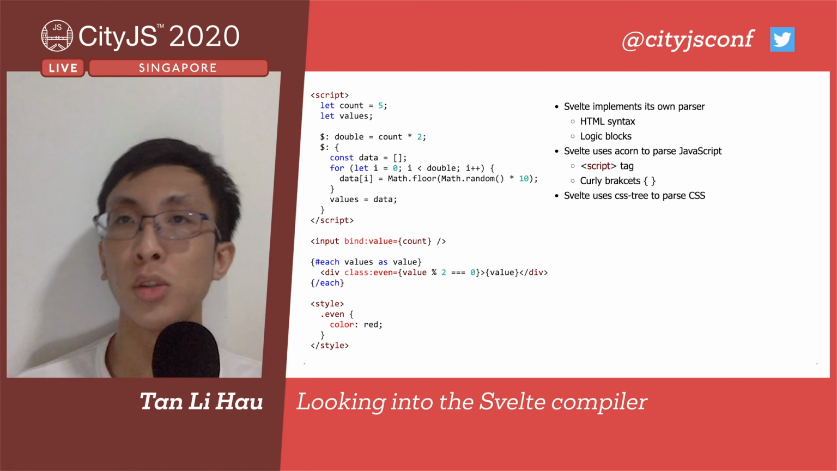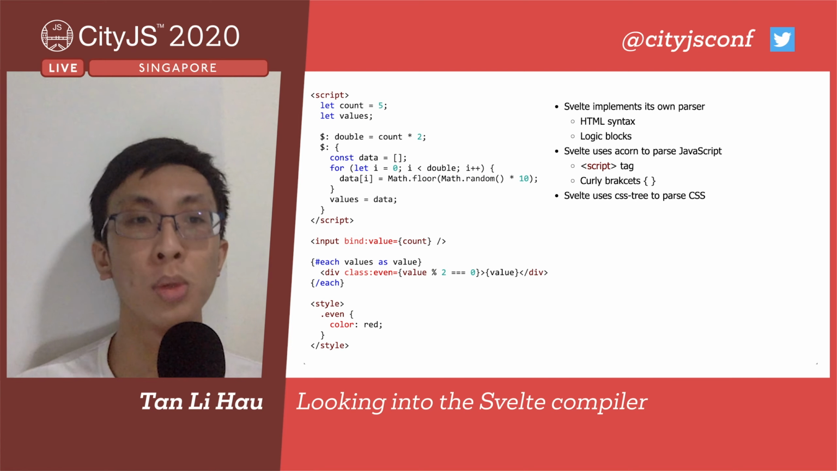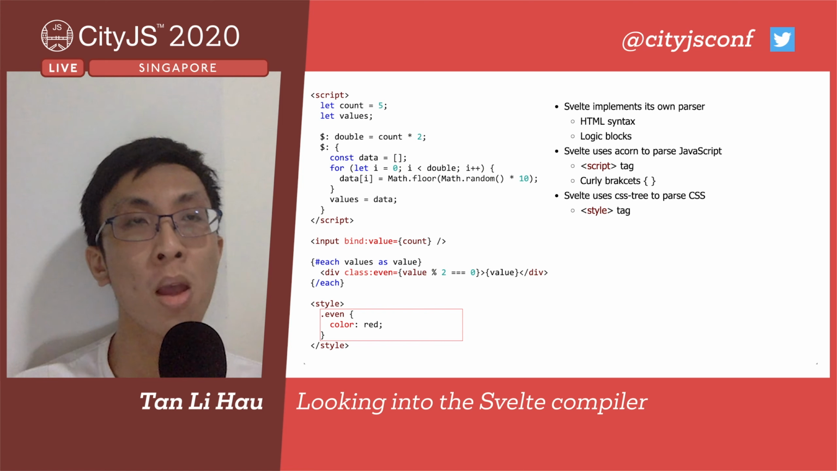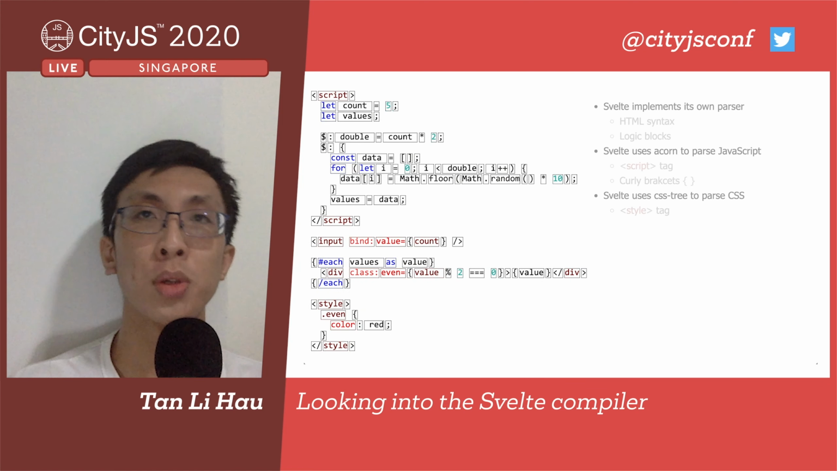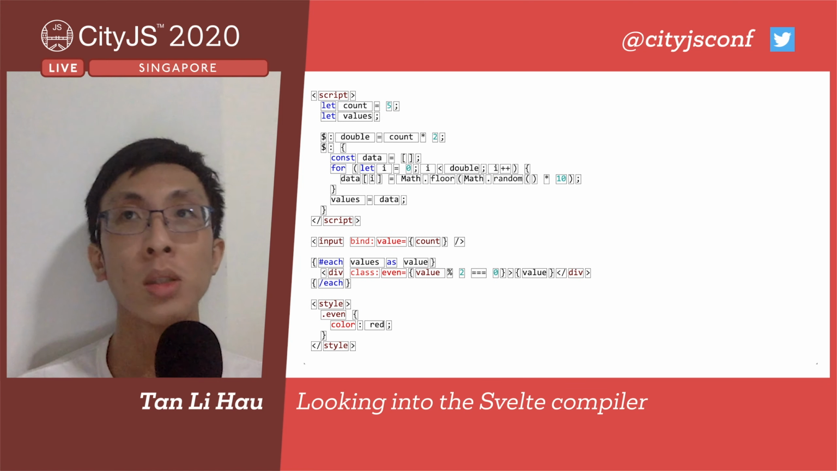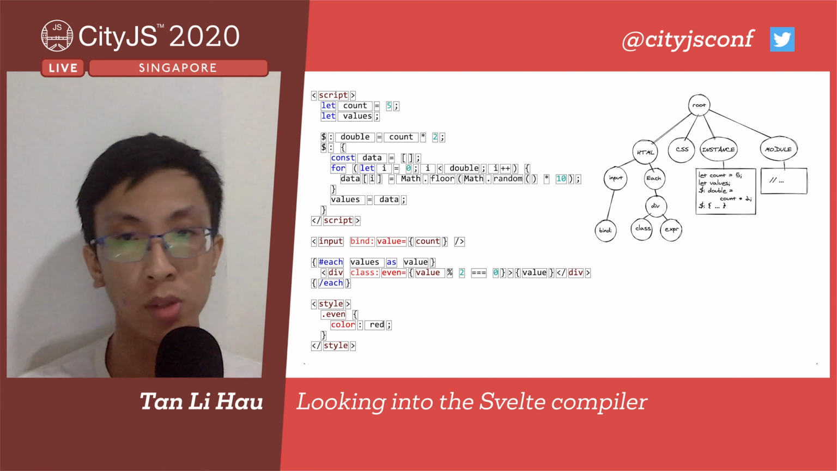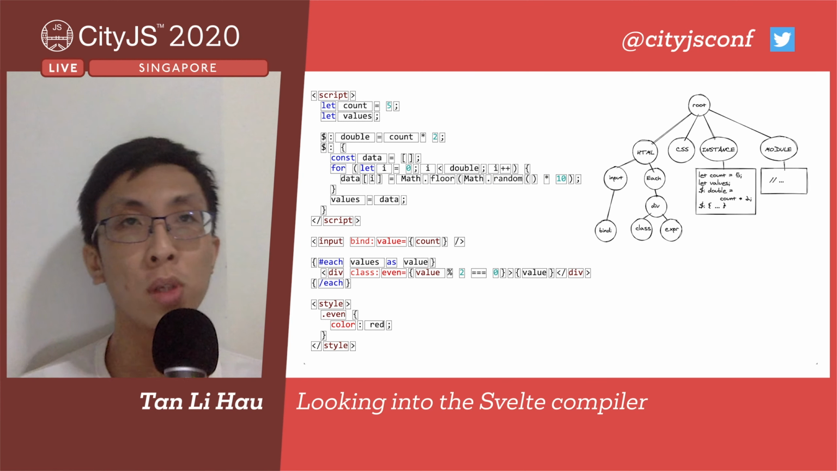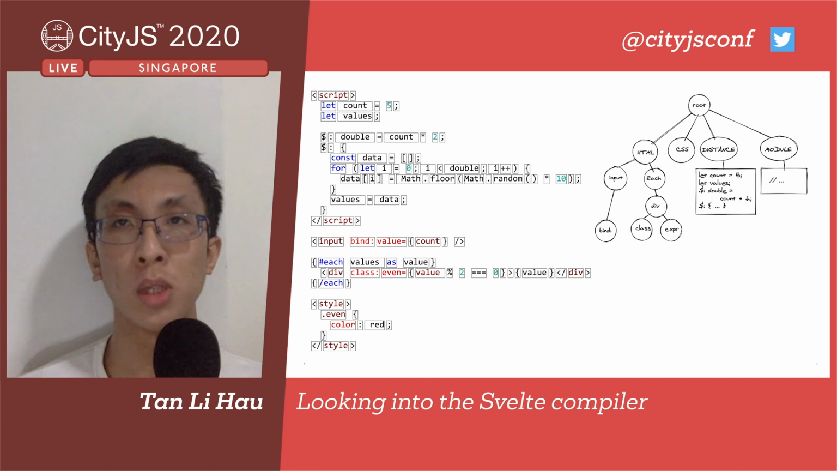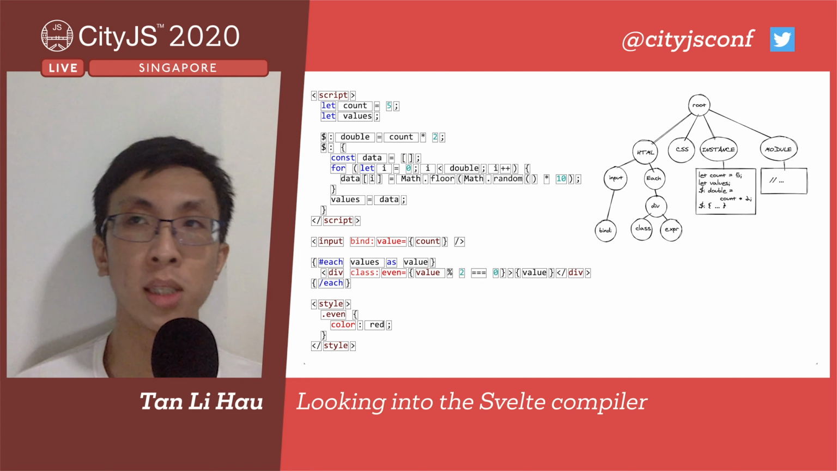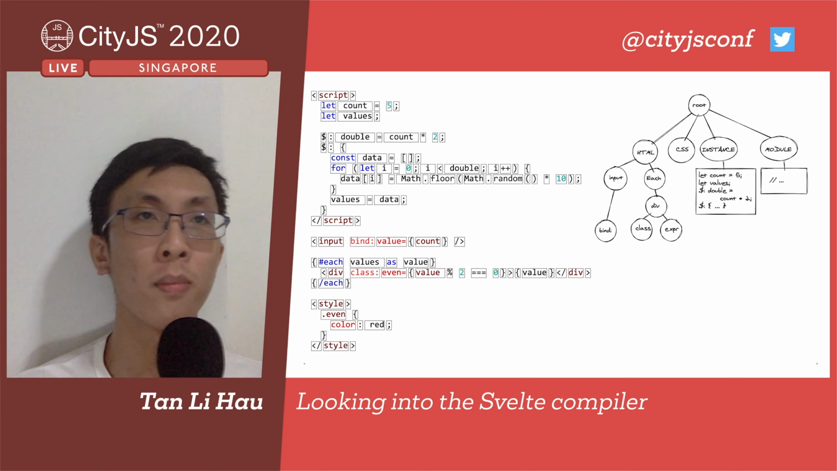Svelte uses CSS Tree to parse the CSS content in between the style tags. So through the process, Svelte code is broken down into tokens and is arranged into a Svelte AST. And if you're interested to see what the Svelte AST looks like, you can check it out at astexplorer.net.